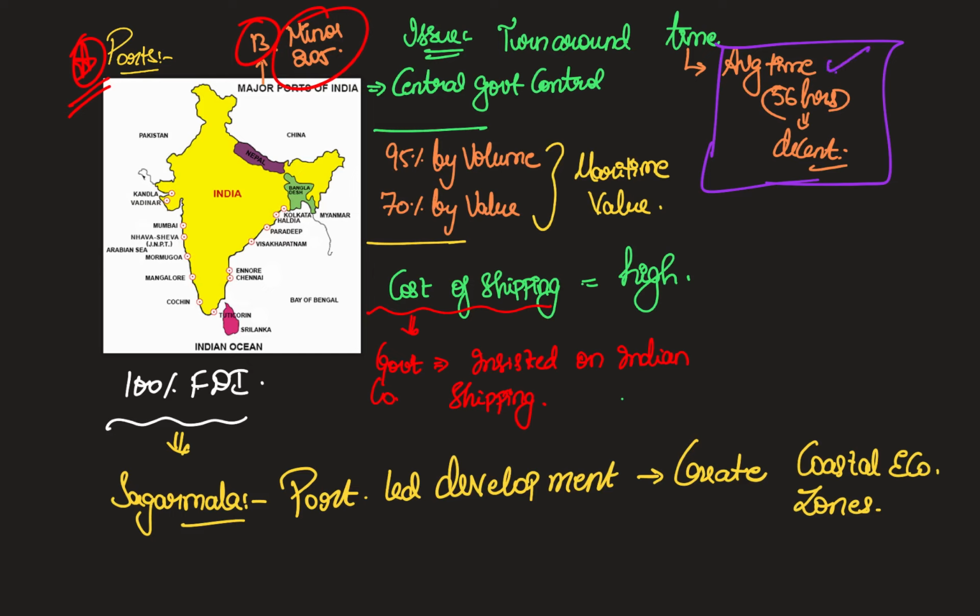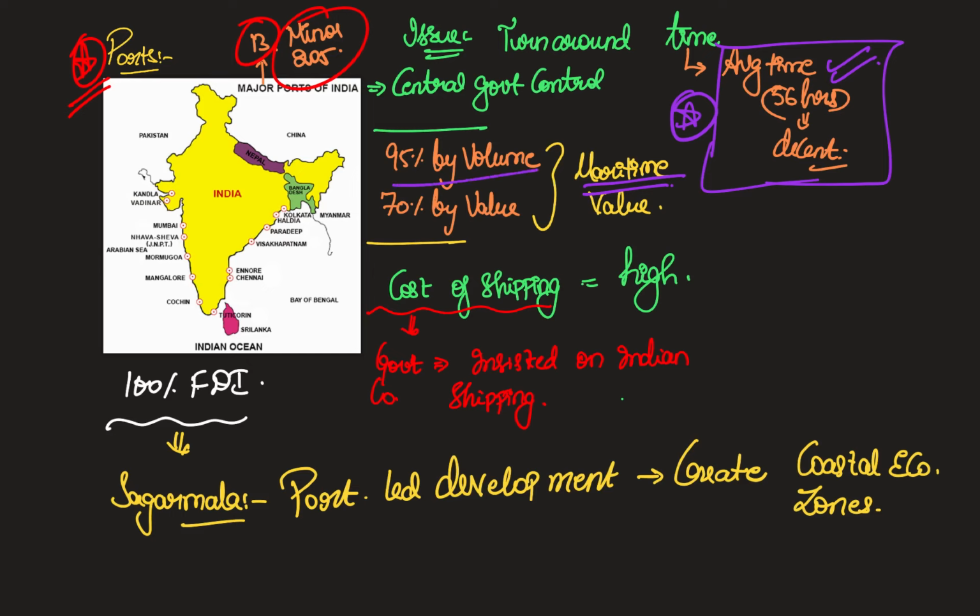So the average time taken to rest is 56 hours, which is decent compared to the times that we were having before. This was a problem previously, the turnaround time. But right now the problem is the cost involved. Most of the maritime trade in India goes to the foreign companies because of their cost effectiveness.